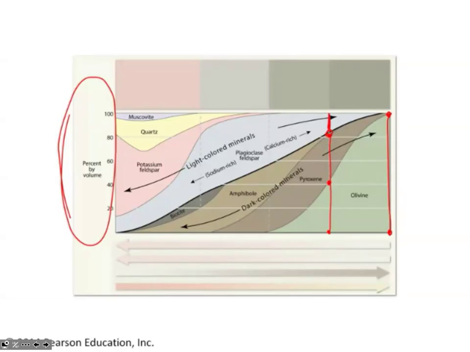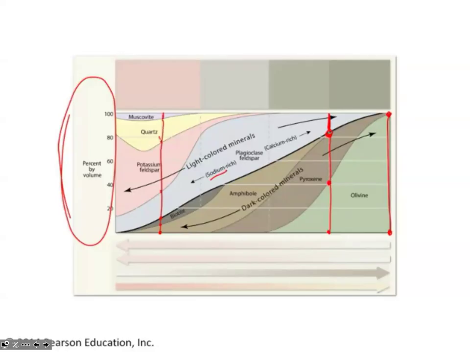Let's go over all the way to the left side, and you can see that there are some igneous rocks that have some amphibole, some biotite, a fairly sizable chunk of the sodium-rich variety of plagioclase feldspar. Then they've got potassium feldspar, quartz, and muscovite.